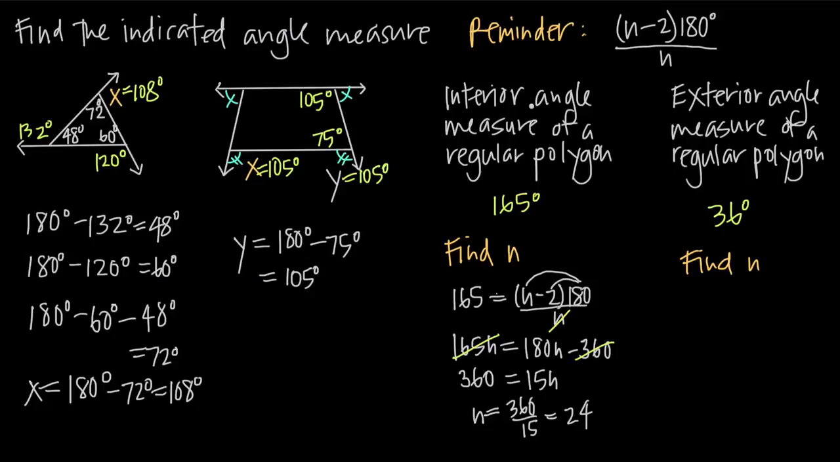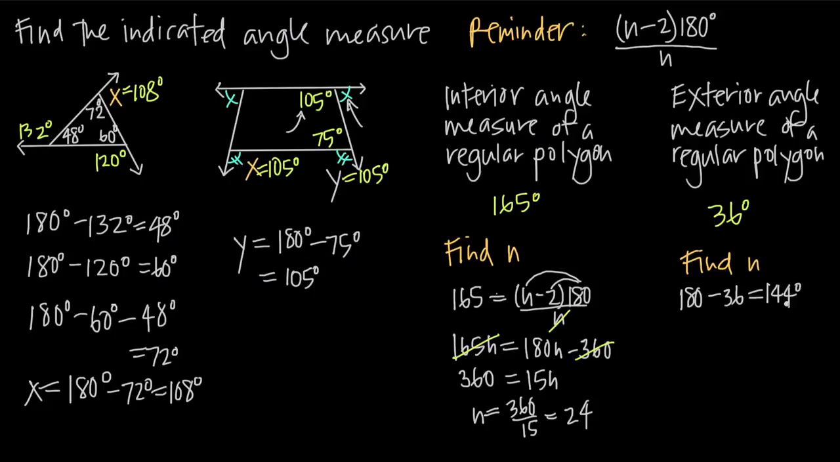Now what happens when instead of being given an interior angle measure, we're given an exterior angle measure of a regular polygon? Well, in that case, we go back to the idea of supplementary angles, because we know that any exterior angle is going to be supplementary with its corresponding interior angle, right? If you imagine this exterior angle right here, it's going to be supplementary with this interior angle of 105 degrees. So they sum to 180. So that means that the interior angle that's supplementary with this, we can find by saying 180 degrees minus 36 degrees is going to give us 144 degrees.